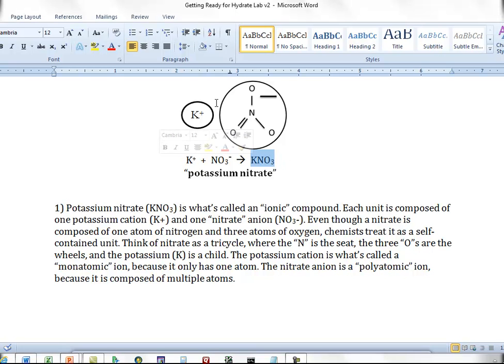Now, in picture form, the potassium ion is a single atom, and it has a single plus charge. If you look on the periodic table, potassium has 19 protons, so in order to have a net charge of +1, you know that it's lost an electron and it only has 18 electrons.